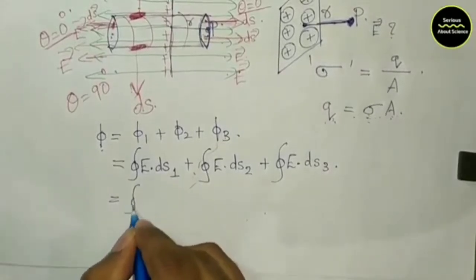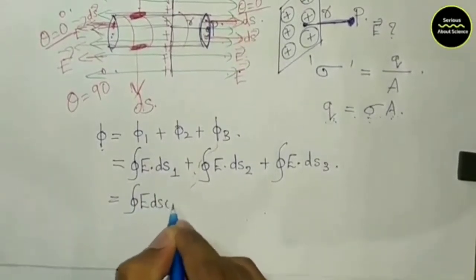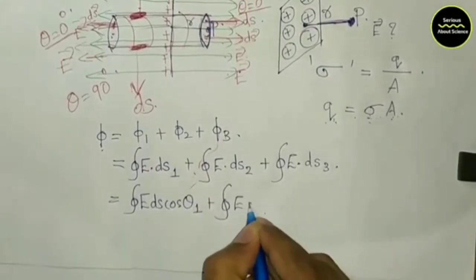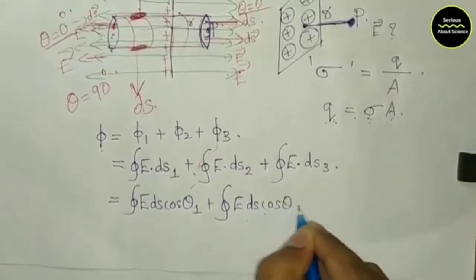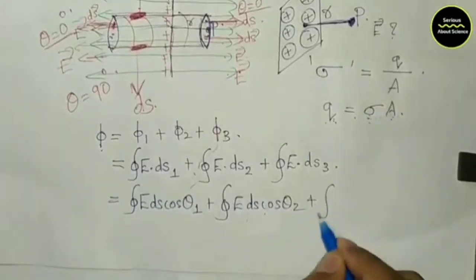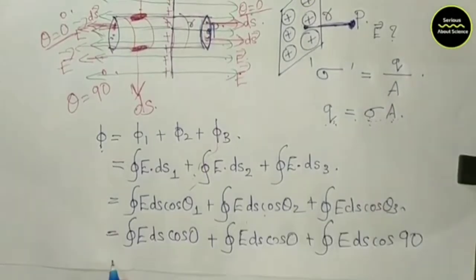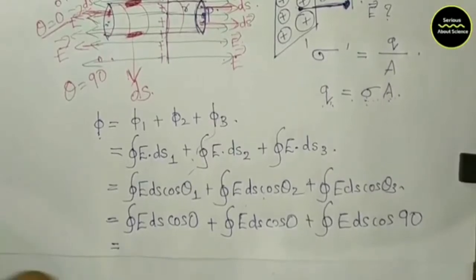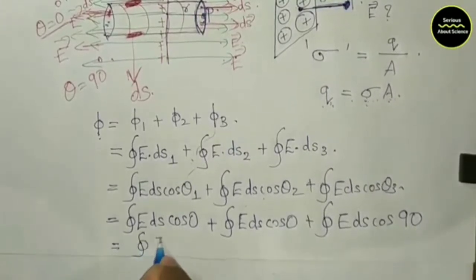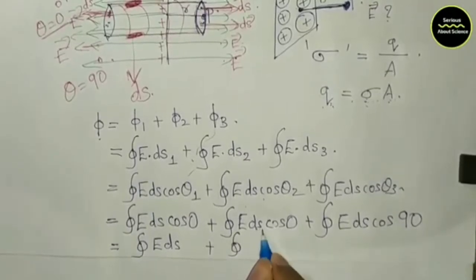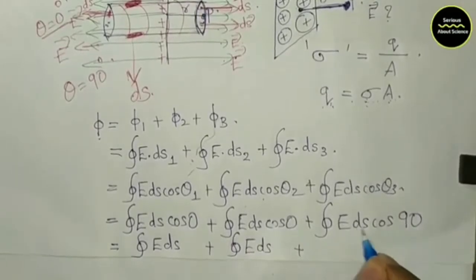The electric flux over the curved surface is 0 because the ds vector and the electric field intensity are 90 degrees to each other. There are electric flux values for the other two circular faces, that is closed integral EDS cos theta 1 plus closed integral EDS cos theta 2. The third one becomes 0 because of its perpendicular directions. Theta 1 is 0 degrees, theta 2 is also 0 degrees, so both become cos 0, which is nothing but 1.